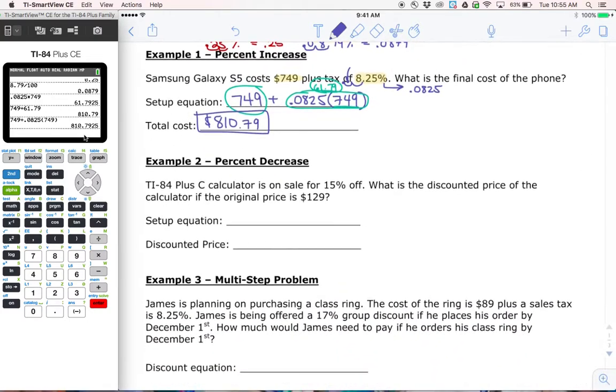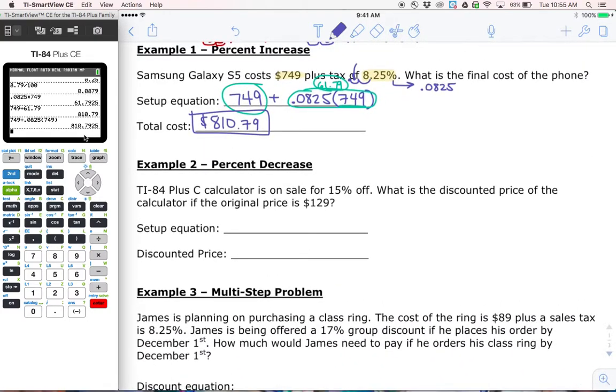In the next example, we're looking at discounts. If a calculator is on sale for 15% off, what is the discounted price if the original price is $129? I think that most of us understand when we're talking about discounts, the price is going down. So this time when I'm setting up my equation, I'm going to do 129 minus, right? Because it's a discount. The original price should be going down.